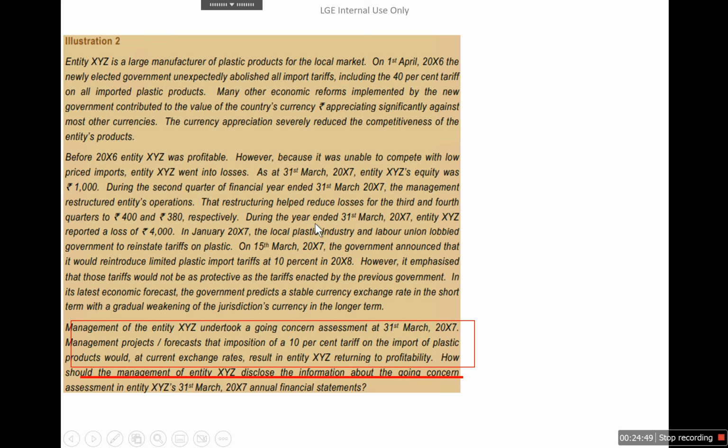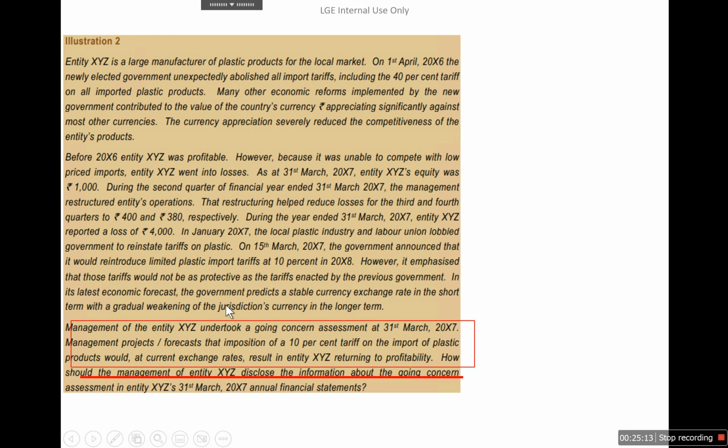Okay. During the year ended March 2007, entity XYZ reported a loss of 4,000 in January. Local plastic industry and labor union lobbied government to reinstate tariffs on plastics. On March 2007, the government announced that it would reintroduce limited plastic import tariff at 10%.